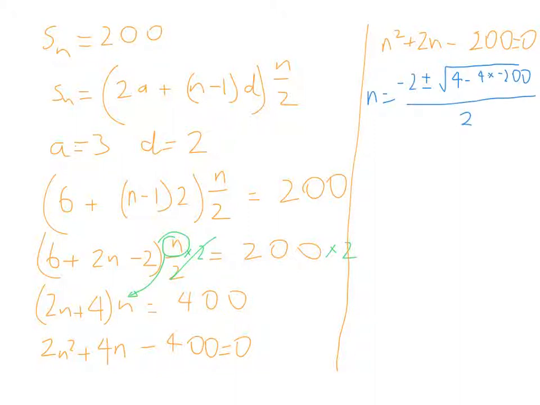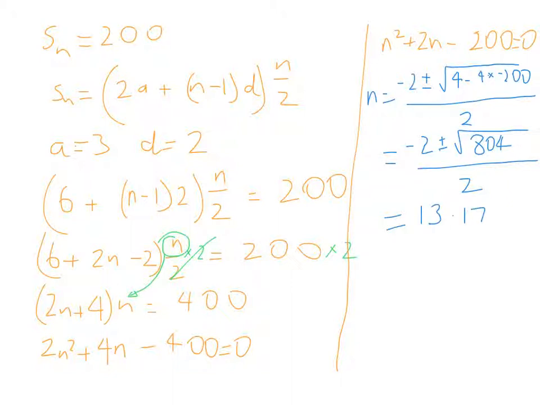And what we end up with is minus 2 plus or minus the root of 804 over 2. Now we're going to need a calculator for this. And what I'm going to do here is say that we end up with one solution, which is 13.17.